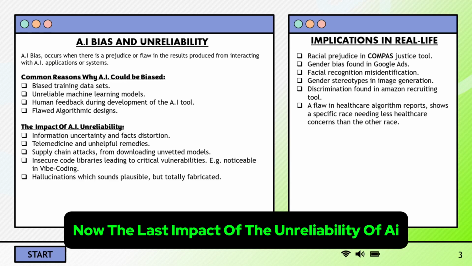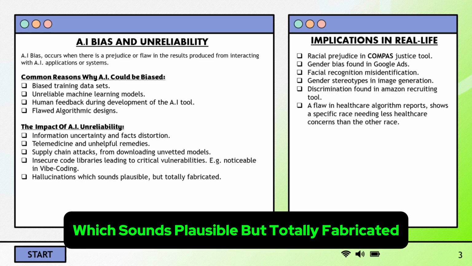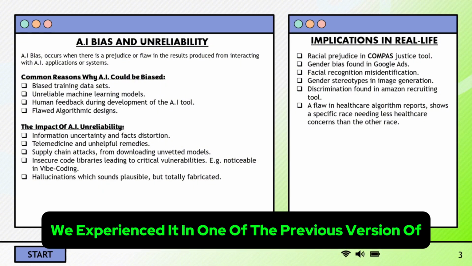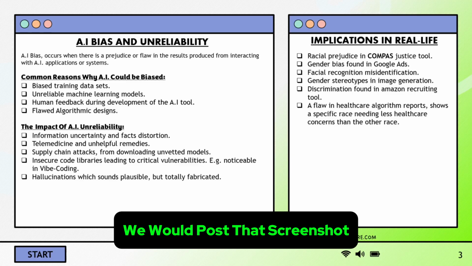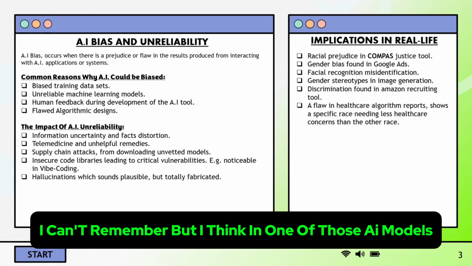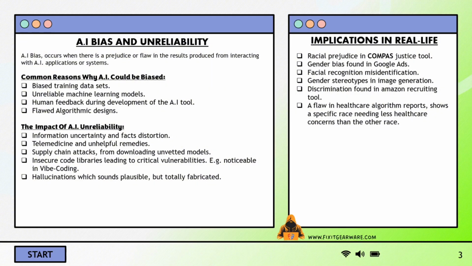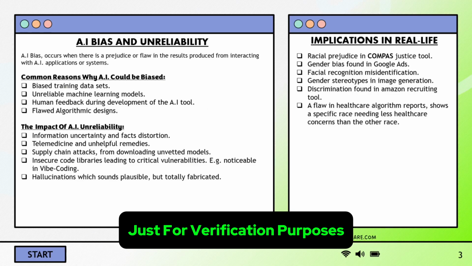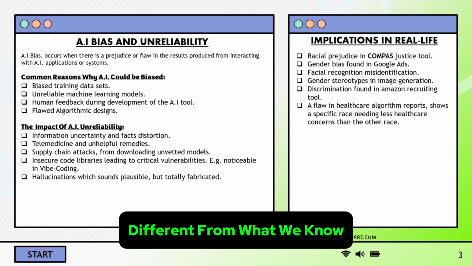Now, the last impact of the unreliability of AI or AI being biased is hallucinations, which sound plausible but are totally fabricated. So this particular issue, we experienced it in one of the previous versions of Grok. Maybe sometime during the week, we would post that screenshot. Is it Grok or ChatGPT? I can't remember, but I think in one of those AI models, we experienced this. I think it should be ChatGPT. We experienced this hallucination where we asked a cybersecurity question just for verification purposes. And this AI model gave us a total response different from what we know.